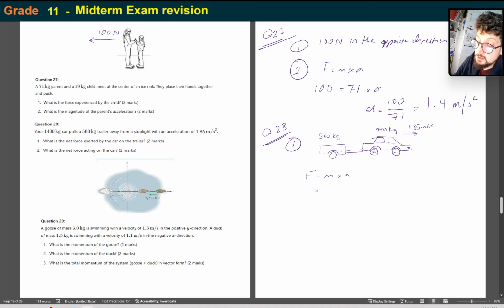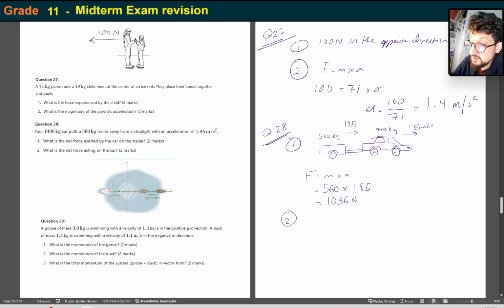Because the trailer could be pulled by a motorbike, could be pulled by an elephant, whatever. It doesn't matter what this mass is, as long as the acceleration here is 1.85, the force is going to be the same. So it's going to be 560 multiplied by 1.85, which is 1036 newtons. That's what the net force on the trailer is going to be.